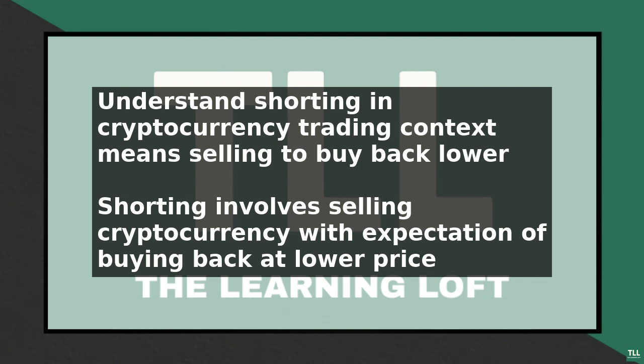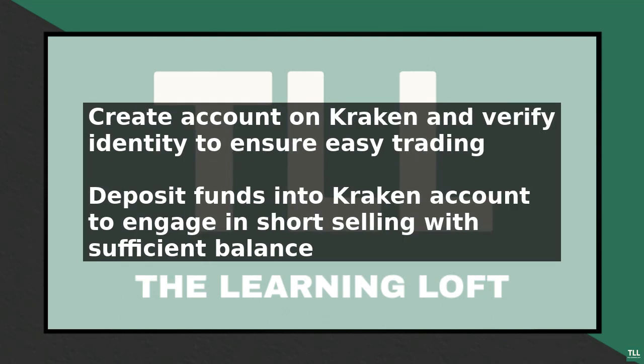ease. Once your account is set up, deposit funds into your Kraken account, making sure you have enough balance to engage in short selling. Next, navigate to the Kraken trading platform and select the cryptocurrency pair you want to short. Kraken offers a variety of pairs, so choose one that you are familiar with and have analyzed for potential price movements. Now, click on the sell option and select the leverage you want to use.